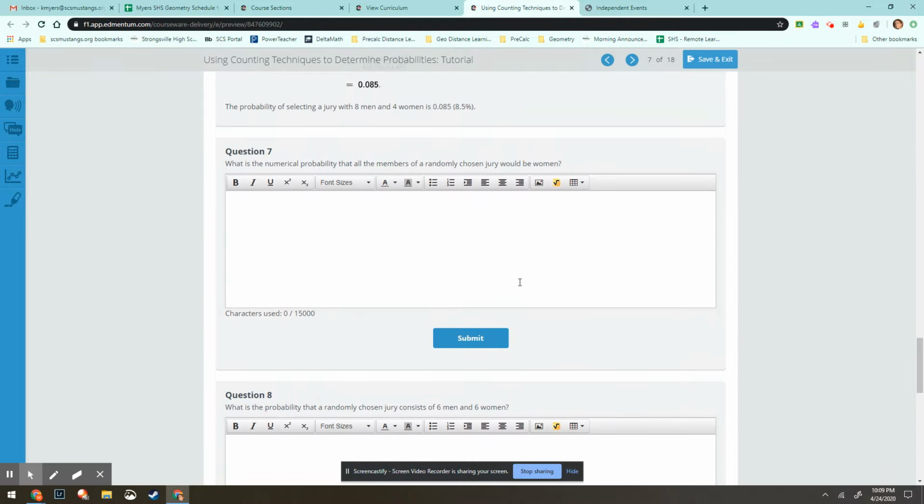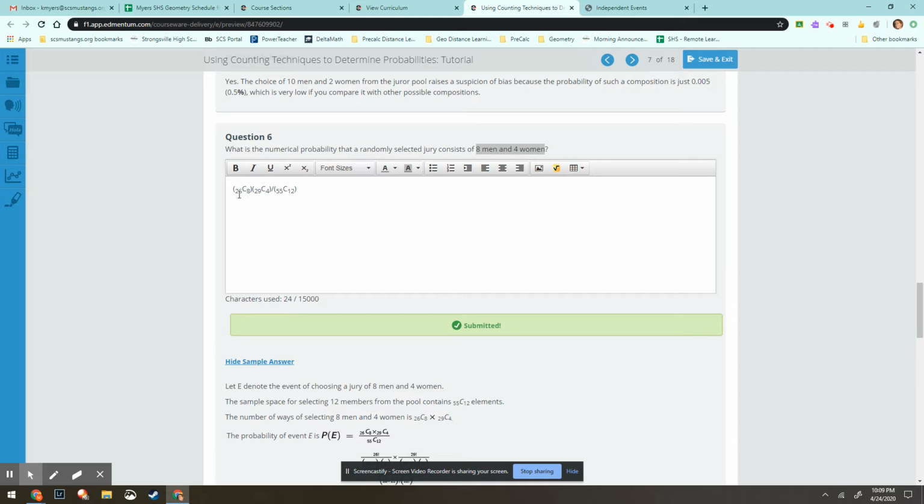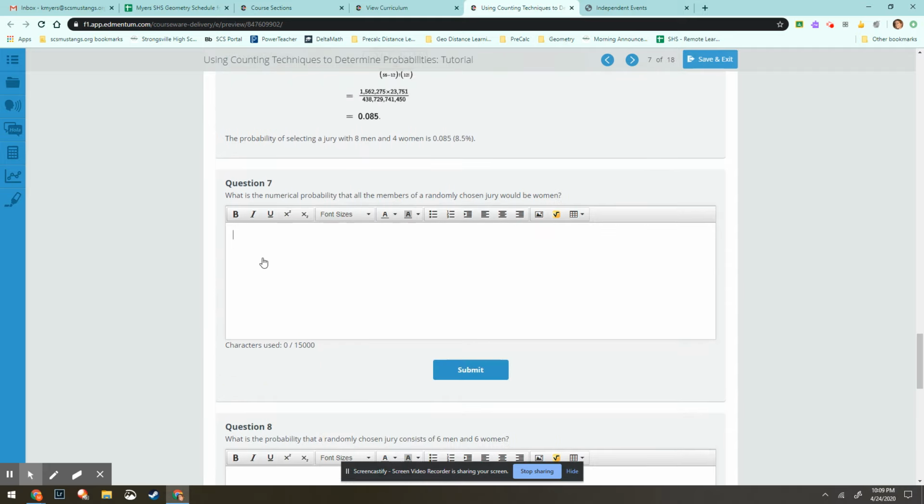Number 7, what's the numerical probability that all of the jury members would be women? Well, then we wouldn't even have this 26 choose something because we didn't pick any men. So the numerator would just be 29 choose 12, because we would have 12 women. That would be our numerator. And then we're dividing that by the total number of ways to choose 12 people, which is 55 choose 12.